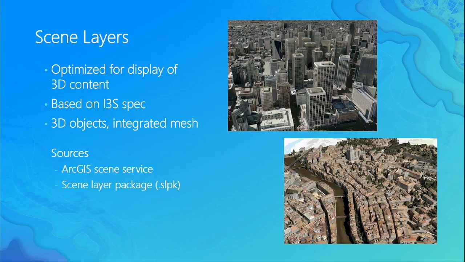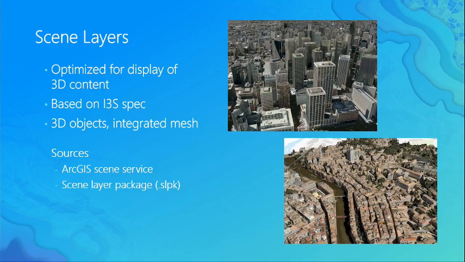Right now, there are two different formats of scene layer that we work with in Runtime. 3D objects, which is a cached format of a multi-patch, a 3D volumetric feature. And we also work with integrated mesh. This is a triangular mesh of data, basically a surface, a TIN, that is rendered as a surface and hosted as part of I3S as an integrated mesh that you can drape on and display. The I3S standard defines an optimized mechanism for retrieving that information for display in 3D.